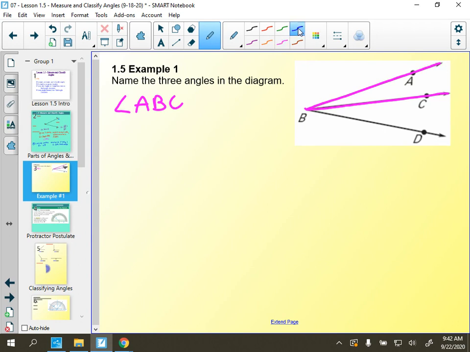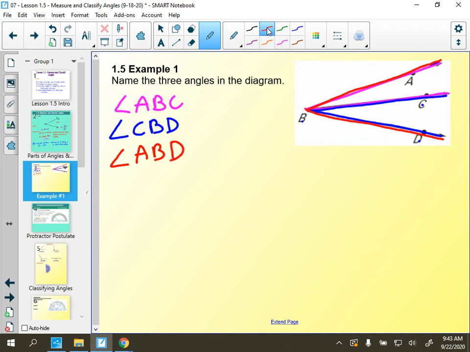A second angle I see here is angle CBD. So I'm just kind of listing them out here. Angle CBD, I could have done it backwards as DBC and it would have been correct. Where's my third angle? Our third angle is the larger one, the biggest angle up here. Let's switch this over to red. If I highlight the angle ABD, we're talking about a different angle. It's kind of the combination of the 2 smaller ones. So angle ABD ends up being our third angle up there. Could have called it angle DBA and still been correct.